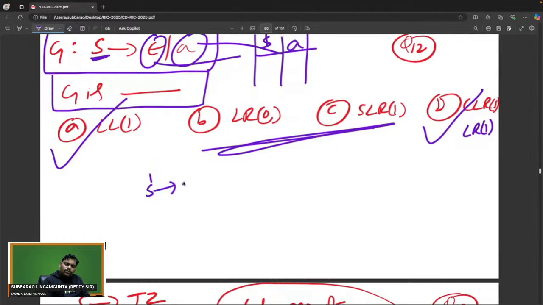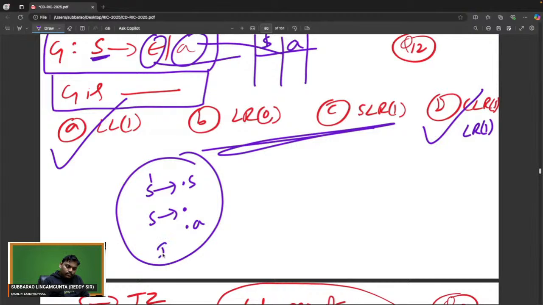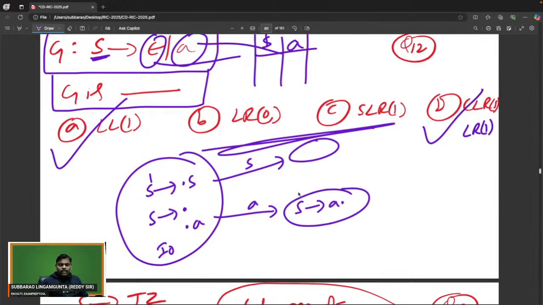S dash goes to dot S. Because of dot S, S goes to dot epsilon, and dot A. This is I0. On the I0 state, if I give S, only one production, no use. If I give A, S goes to A dot. That is also fine. Only one production, there is no use. Okay, leave it. Now come here.